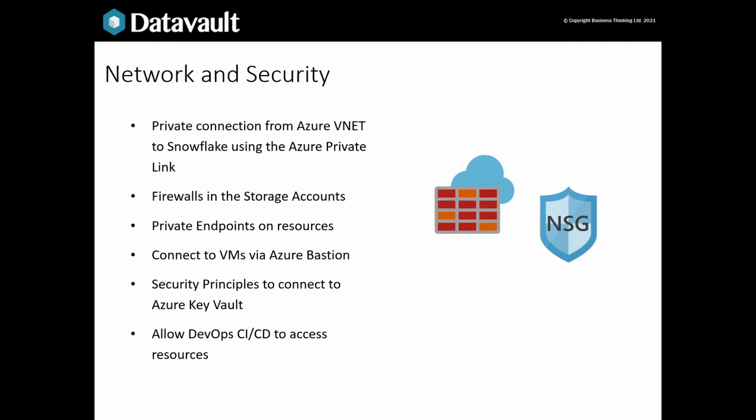And where we have systems in operation, we use Azure Key Vault to give out temporary keys to those processes for the duration that they need to perform their work, and then drop those keys so that they don't persist anywhere outside of the environment. And finally, we have to allow DevOps CI/CD to access these resources because it needs to be able to deploy upgrades to the system over time.